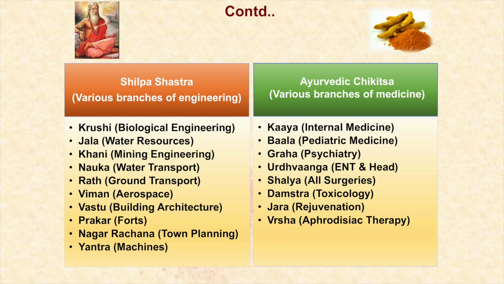Ayurvedic Chikitsa has various branches of medicine. Kaya Chikitsa, or internal medicine. Bala Chikitsa, which is similar to pediatric medicine. Next is Graha Chikitsa, which is close to psychiatry these days. Urdhvanga, that is ENT and the head part. Shalya Chikitsa consists of all surgeries. Damstra, that is toxicology. Jara Chikitsa, which is related to rejuvenation. And Vrishya, which is aphrodisiac therapy. So these are the various aspects of Ayurveda as well as Silpa Samhita.